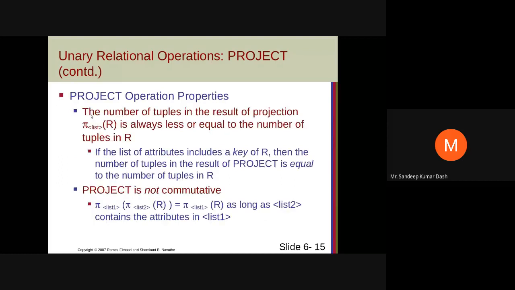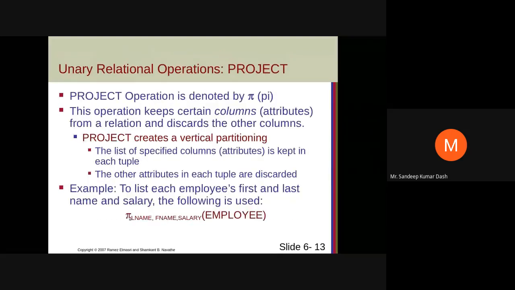The example is pi, last name, first name, salary. Suppose you want only two columns, first name and salary, or department name and department location. Those can be mentioned here with the relation name department.